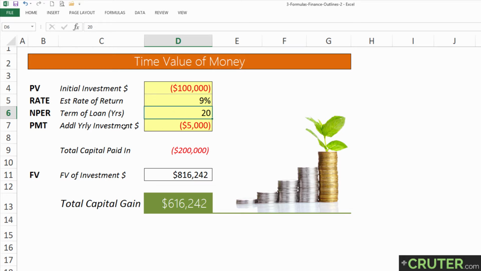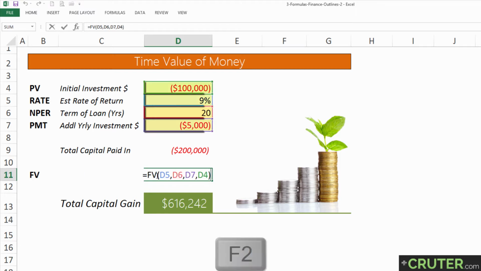And then lastly, I need to ask myself, is there any additional amount of money that I want to invest each year to continue to grow my investment account? And so I've put in another $5,000. And notice that both of these numbers are negative, which signifies that it's outgoing money. So let's go ahead and see how this future value formula is working.